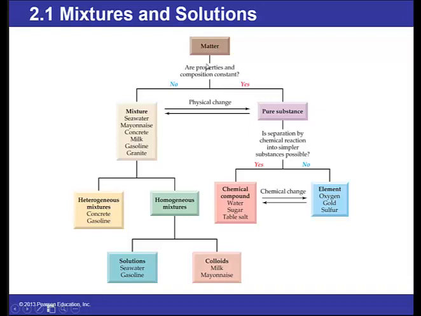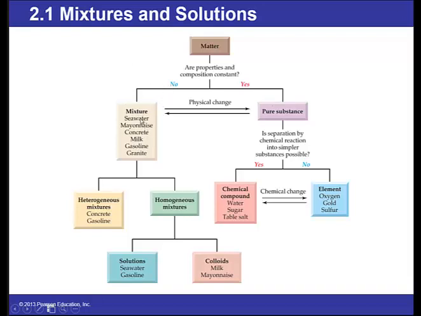So we've talked a lot about matter so far. And so one of the first things that we can do when we have matter and we're trying to evaluate it, we can ask this question: are the properties and the composition going to be constant? If we answer yes to this question, it's likely that we have a pure substance. If the answer is no, it's likely that we have a mixture.